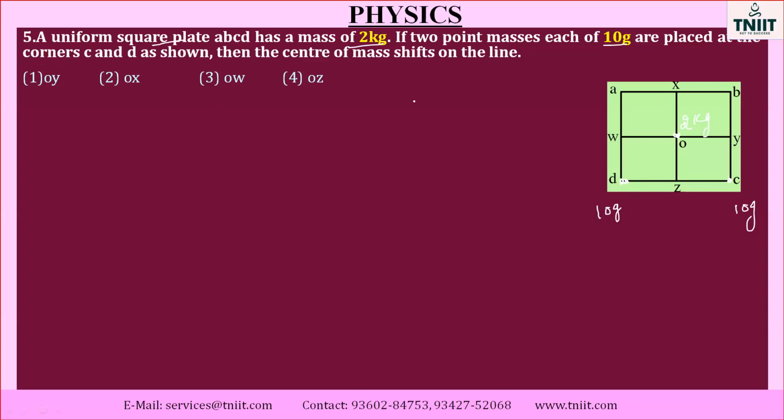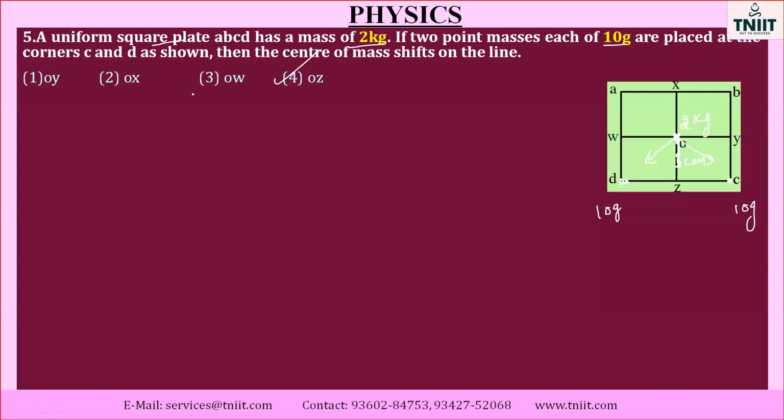Now, the center of mass shifts on the line. See here, between these two, there will be an attractive force. As a result, it will move towards like this. So the center of mass will move towards the line OZ.